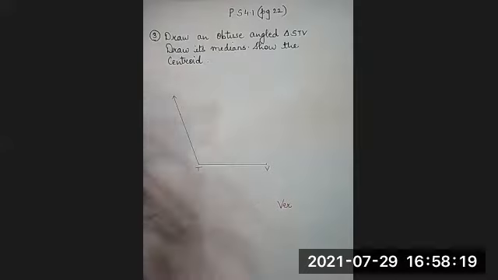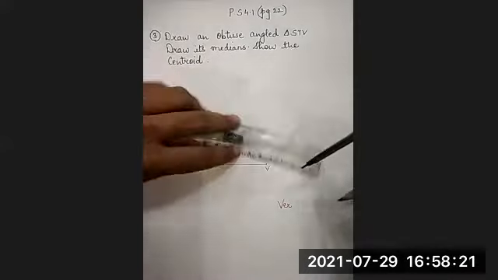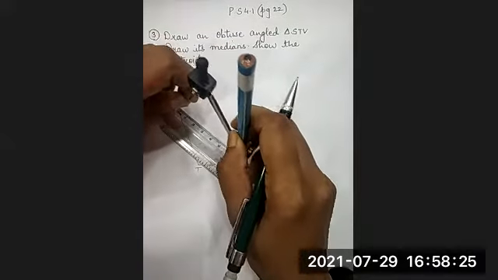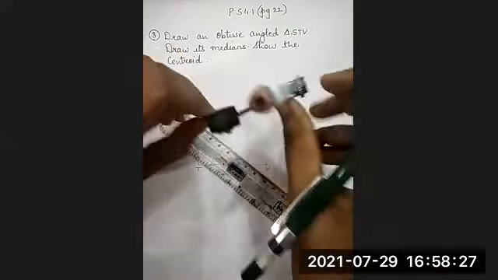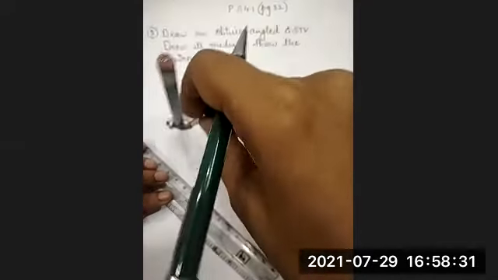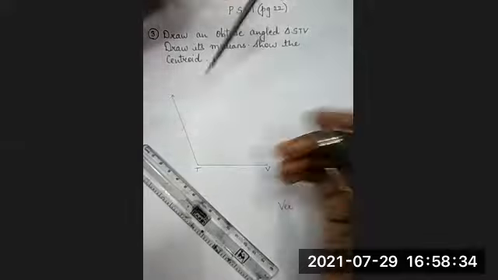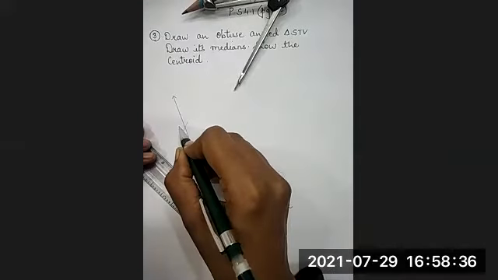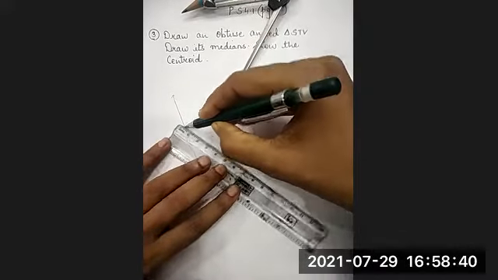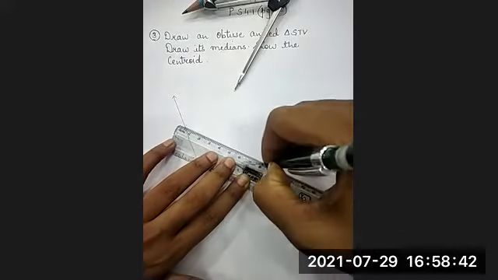Then in your compass, measure 8 centimeter distance. You can take any appropriate distance. I'm taking 8 centimeter. Keep it on point V. Draw an arc. This point is your S. Then join S and V.